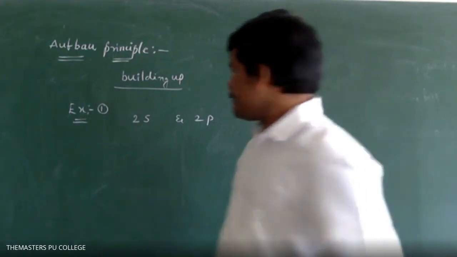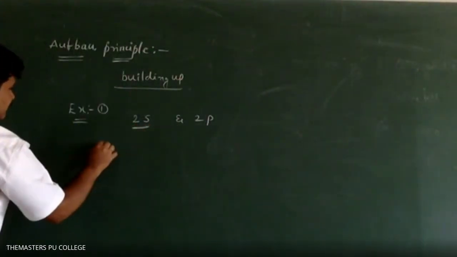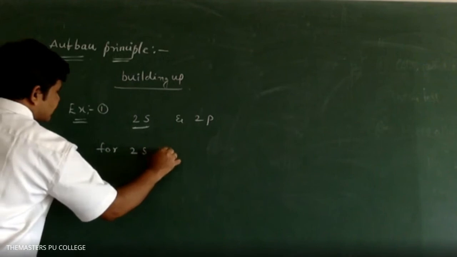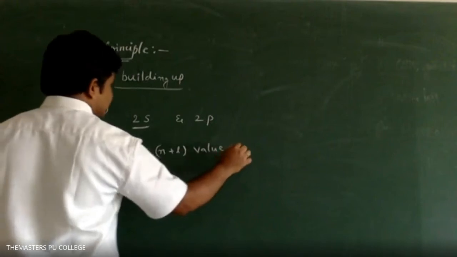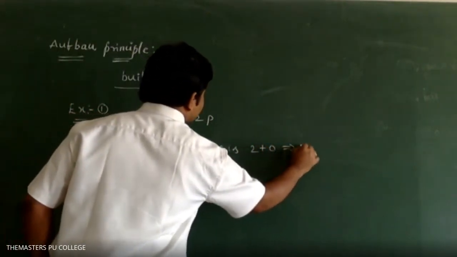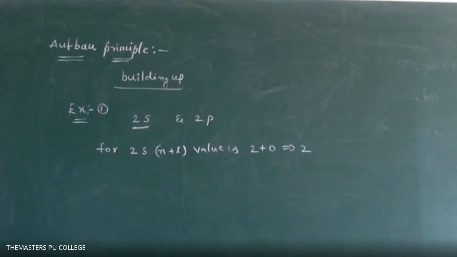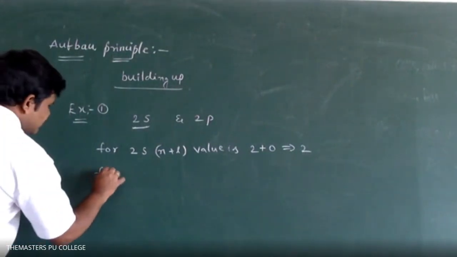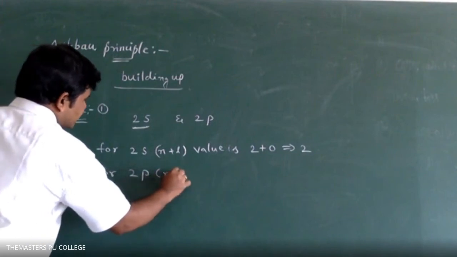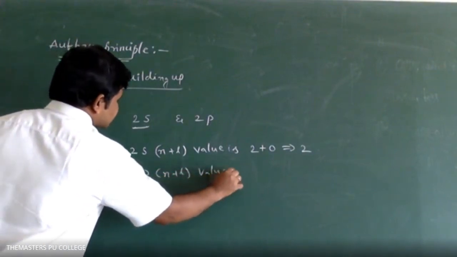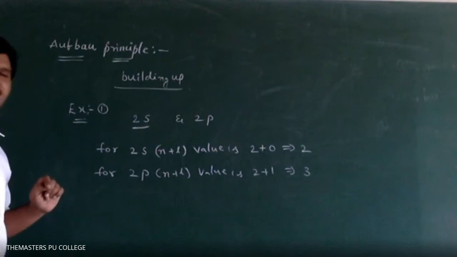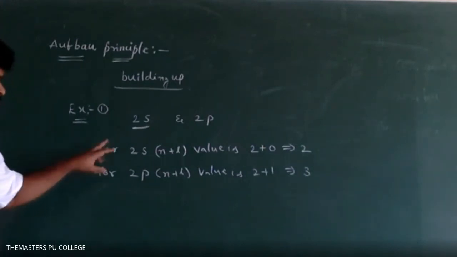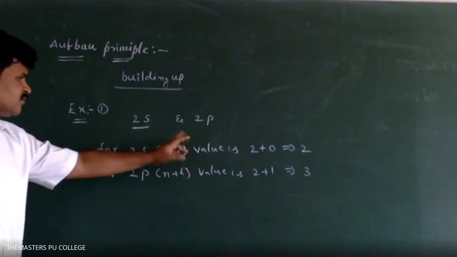If you take the 2s orbital, the n plus l value is 2 plus 0, that is equal to 2. Will you accept? Yes, sir. For 2p, the n plus l value is 2 plus 1, which is 3. Here, which has the least n plus l value? 2s.